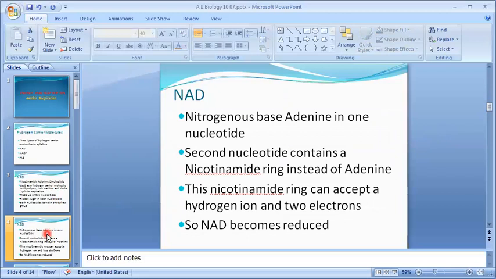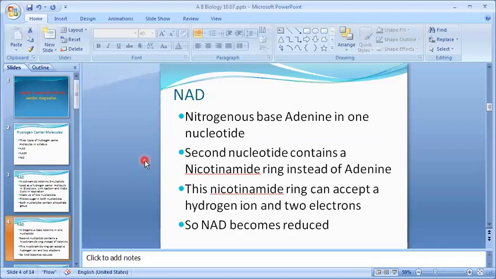That difference comes in the name, nicotinamide adenine dinucleotide. Now we come to the word adenine. Adenine is obviously one of the nitrogenous bases. So in one nucleotide, there is a ribose sugar attached to a phosphate group and to the nitrogenous base adenine. While in the second nucleotide, instead of adenine, it contains a ring, which is the nicotinamide ring. So the second nucleotide has a phosphate group attached to the ribose sugar, and instead of adenine, it has a nicotinamide ring. And that's why it comes in the name of NAD as well.